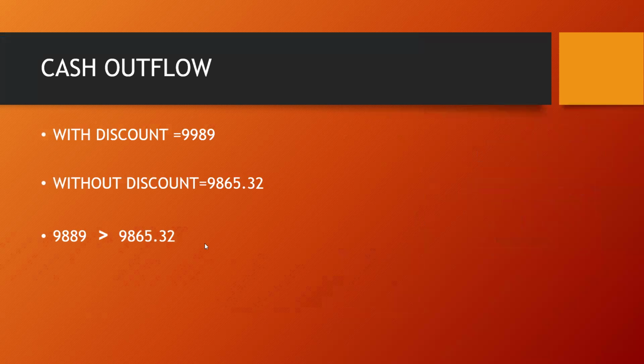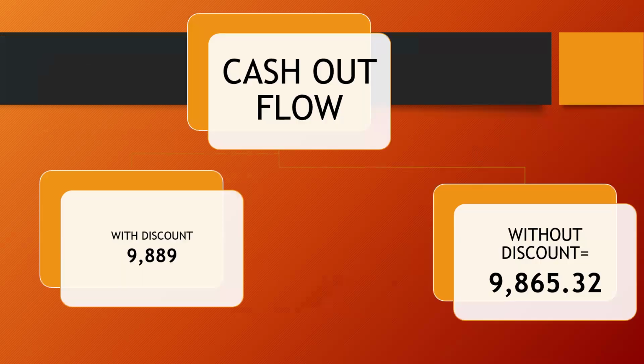That's the scenario. The cash outflow with the discount is higher. With the discount, you need to make 9,889, but without the discount, you need to make $9,865. So 89 minus 65, you will get almost $24.32. That will be the difference.